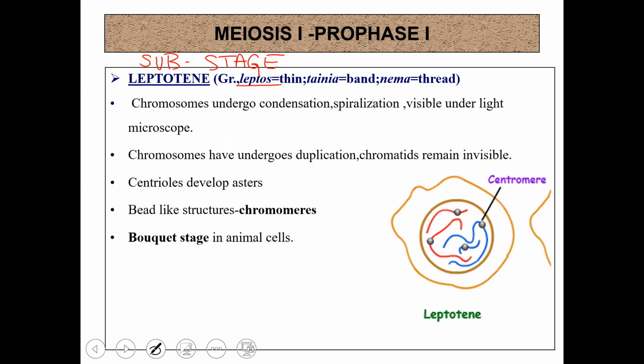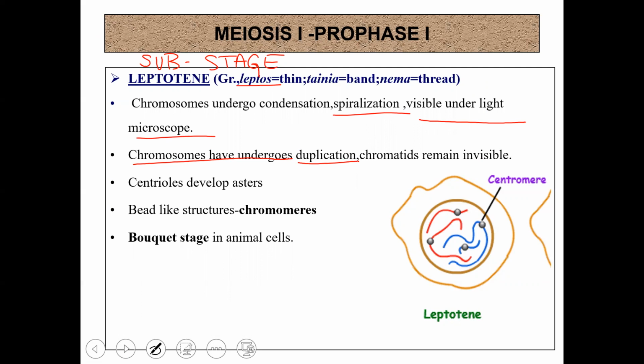So we know that during the condensation, dehydration will take place and the chromosomes become thin thread-like structures. And these thin thread-like structures are visible even under normal microscopes. And they undergo the process called condensation followed by spiralization, which ultimately goes to the next step. So for chromosomes which have undergone duplication, the chromatids remain invisible, but the chromosome thread-like structures can be visible under the microscope.